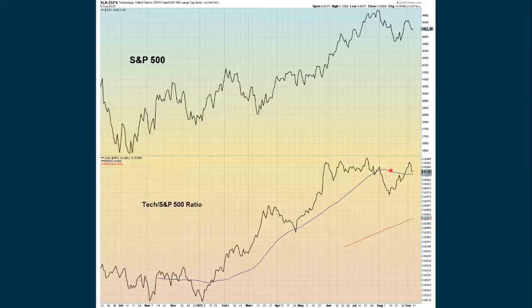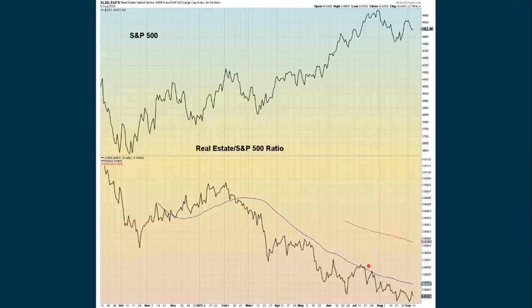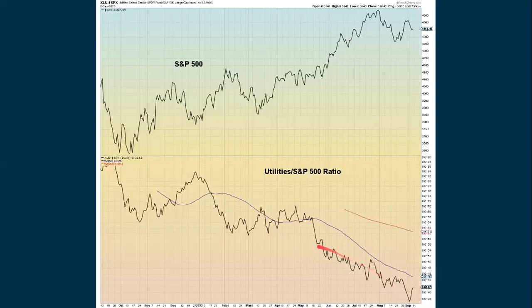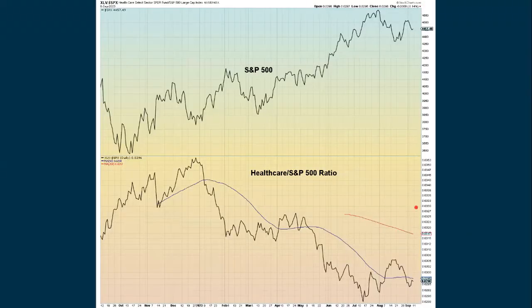Industrials are also in a downtrend. Tech, which has been doing quite well, is in an uptrend. The staples have really been suffering a lot lately and are in a downtrend. Real estate continues to be in a pretty solid downtrend. Utilities also bounced back later in the week, but continue to be in a downtrend. And then the ratio between the two, we look at the S&P to utilities. When this is going up, that often gives good support to the S&P, but we've been seeing this throughout the month of August, and it's really not giving that much support to the S&P.